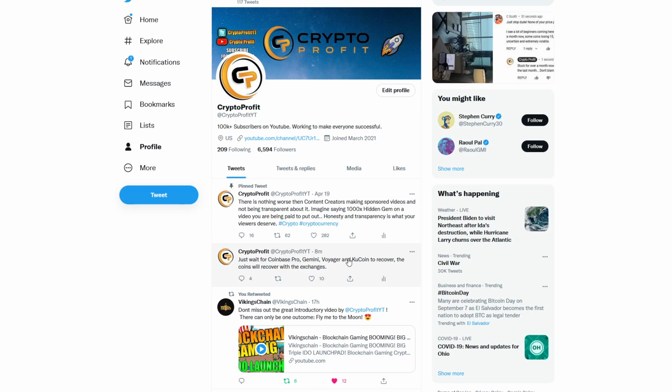Like I said, just wait for Coinbase Pro, Gemini, Voyager, and KuCoin to recover. The coins will recover with the exchanges.